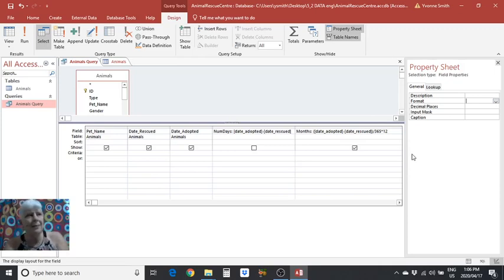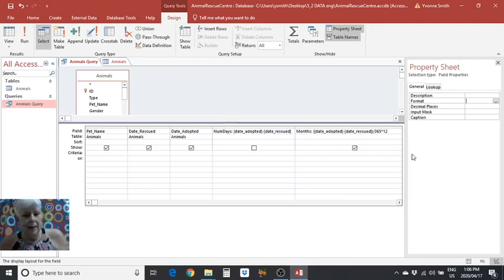Don't format it, round it off, which means we're going to have to use a round function. So I've added that now. The first one we did was a straightforward date adopted minus date rescued, and we got the number of days. Then they said, no, we want to see it in months, but we want that figure displayed in one decimal place, but you must round it off.